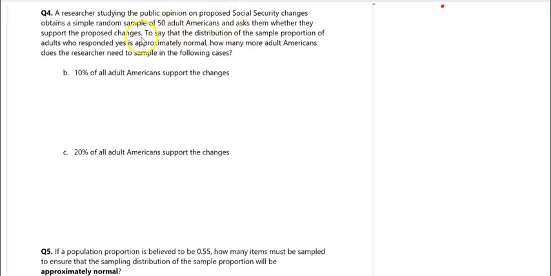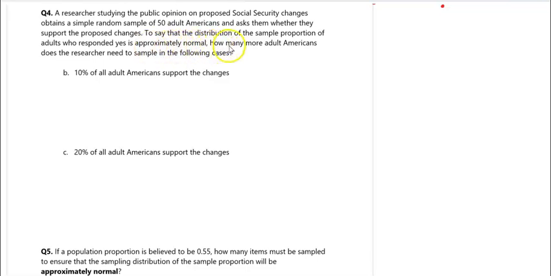But if you continue reading the question, this might not be enough, because look at this next sentence. To say that the distribution of the sample proportion of adults who responded yes is approximately normal, how many more adult Americans does the researcher need to sample in the following cases? There are two cases here. So yes, they sample 50 randomly, but it looks like 50 is not enough to make this sampling distribution of sample proportion approximately normal.